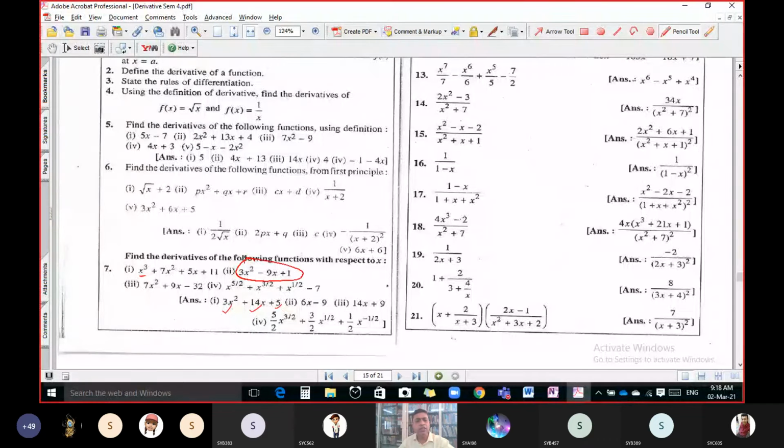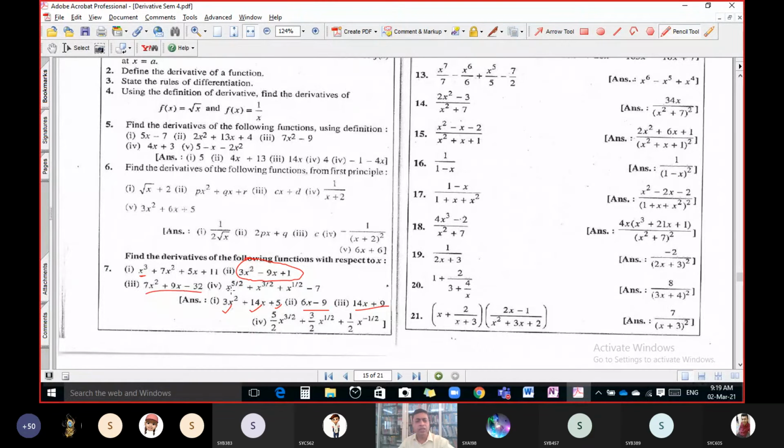Now tell me the answer for this question. What is the answer for this? 6x minus 9. Correct. 6x minus 9 is the answer. Over. You require only one step. Okay, same way the derivative of this is 14x plus 9.